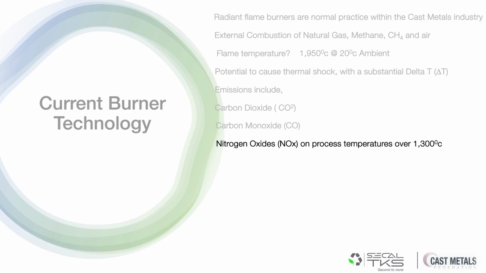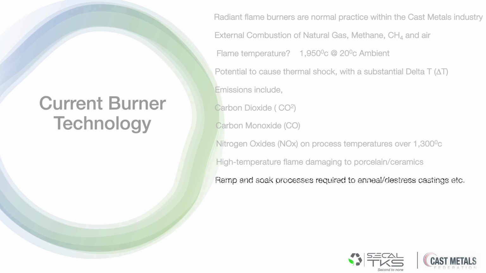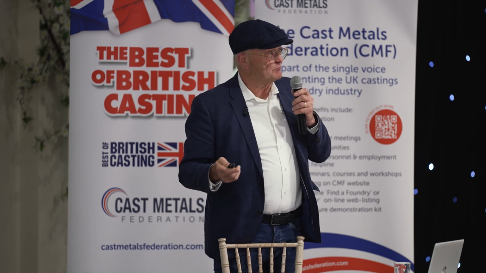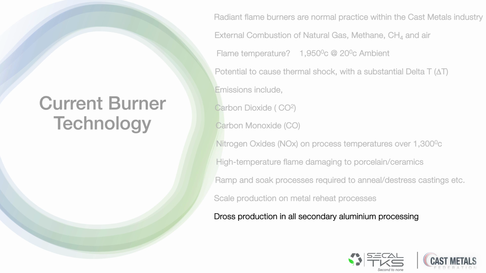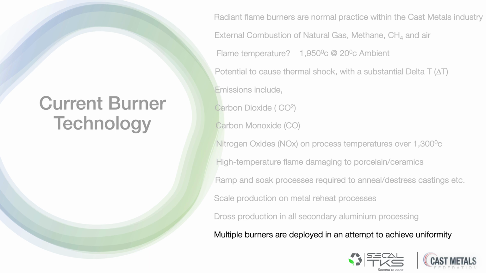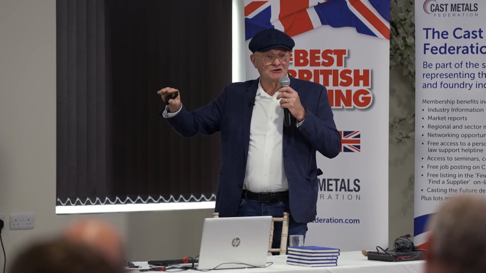So going through from there: high temperature flame damaging to porcelain ceramics. Ramp and soak processes required to anneal and de-stress castings. Scale production on metal reheat processes, and you've got dross production in all secondary aluminium processing as well. All in all, multiple burners are also deployed in an attempt to achieve uniformity, doing crossfire in furnaces to try and even it up.